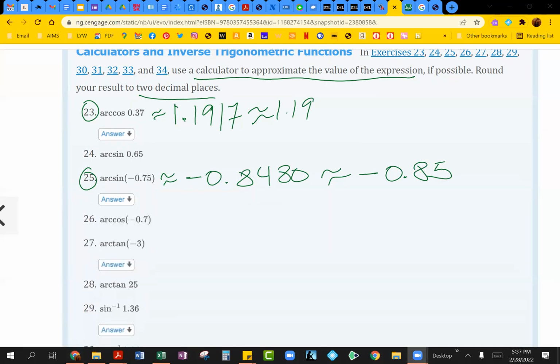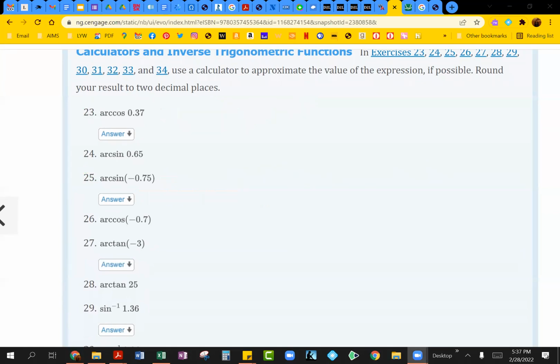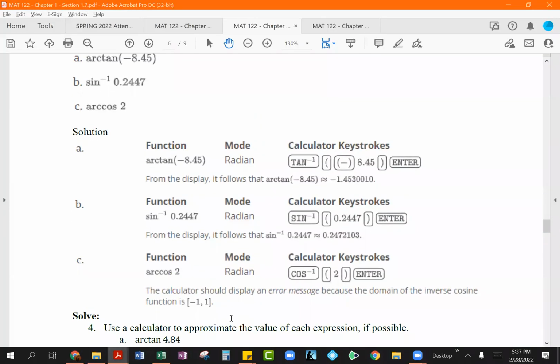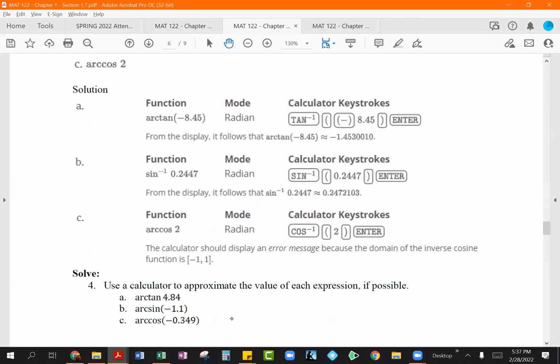So as I said, the calculator parts are easy. You just have to remember the correct mode on your calculator, but otherwise you can do any of these, where they're asking you for the approximate answer, and you can get those without any problem. So you can kind of see here in this key, they're telling you, just make sure your calculator is in the correct mode.